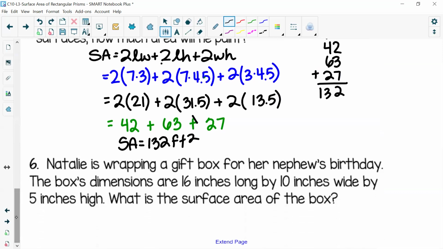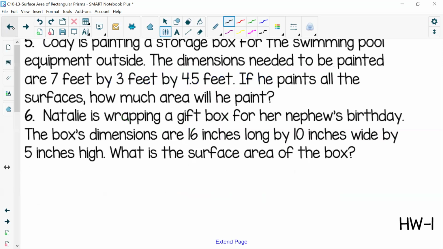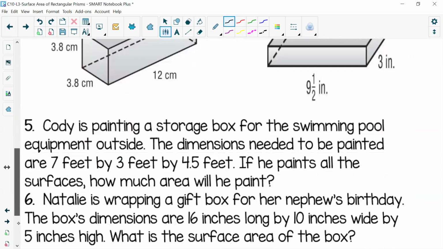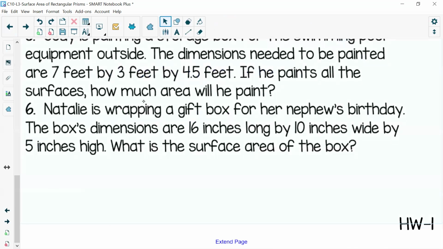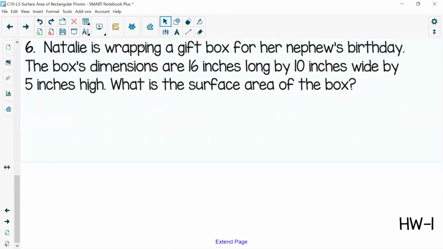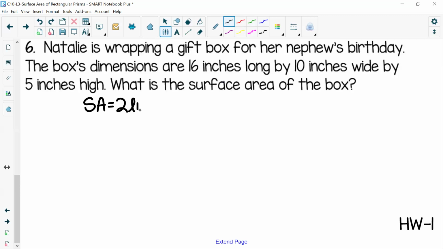Alrighty. So now I have, it says Natalie is wrapping. Let's see if I can, I don't know if it'll let me. I'm going to go back here and see if I can try and get this. There we go. We'll move it there. Make it a little bit easier for me. So I'm going to go surface area equals 2 times the length and width plus 2 times the length and height plus 2 times the width and height.